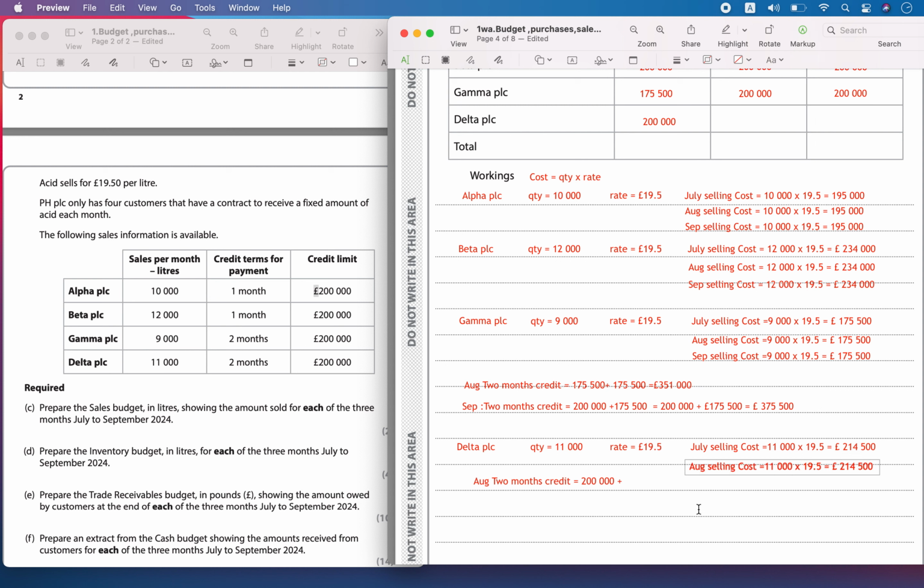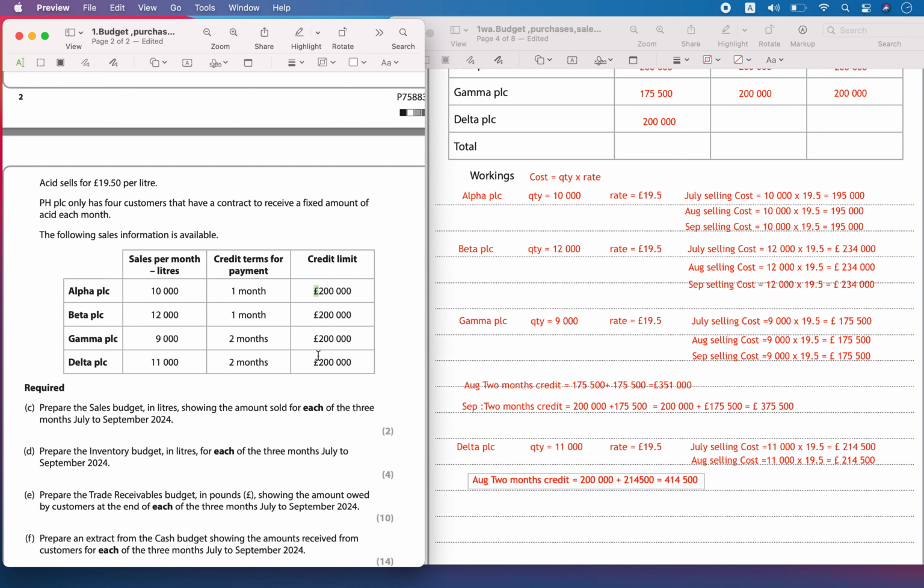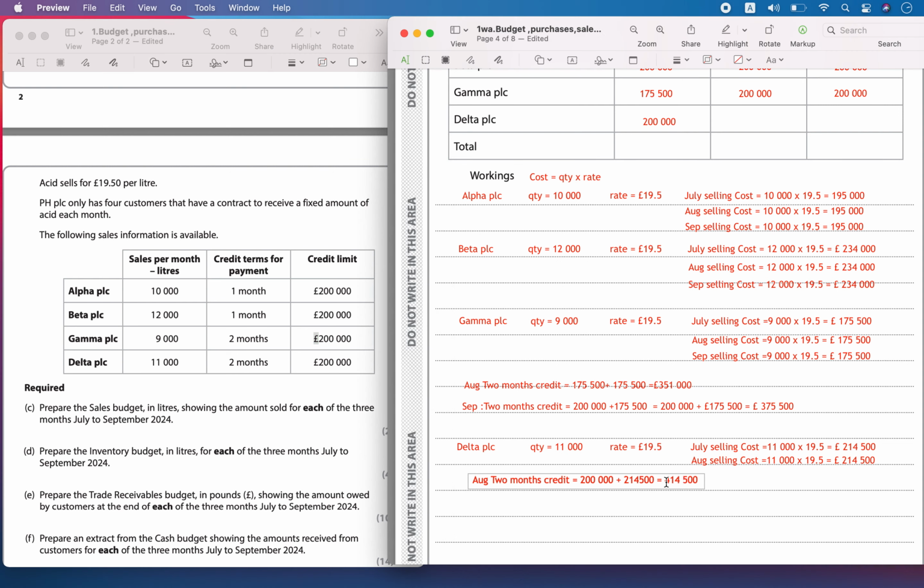For the August month, Delta had to pay 214,500. So let's calculate that: 200,000 plus 214,500 is equal to 414,500. But the company policy is again to allow only 200,000, right? So the remaining they will have to pay in cash. So here it will be 200,000 that you will see in the trade payables book.